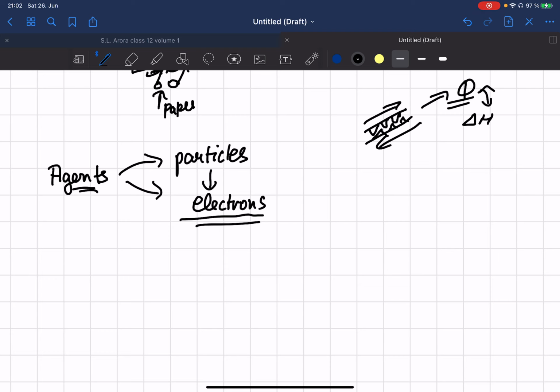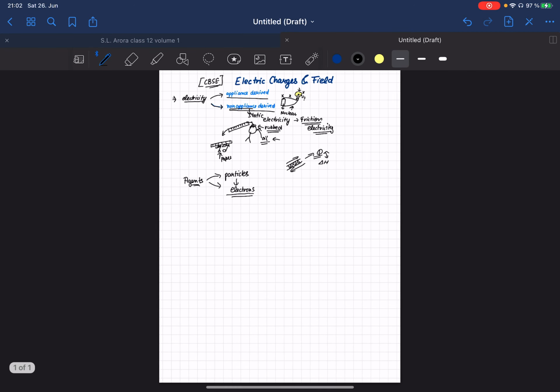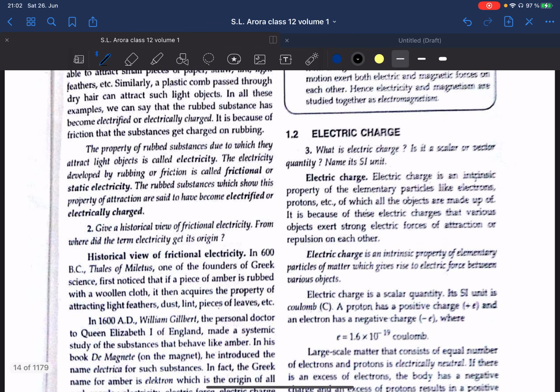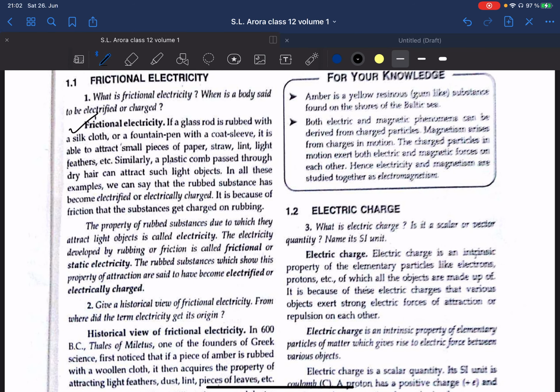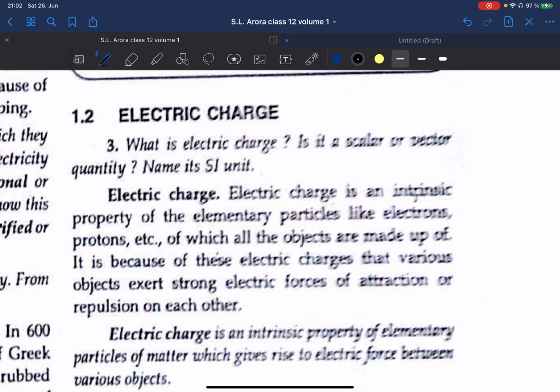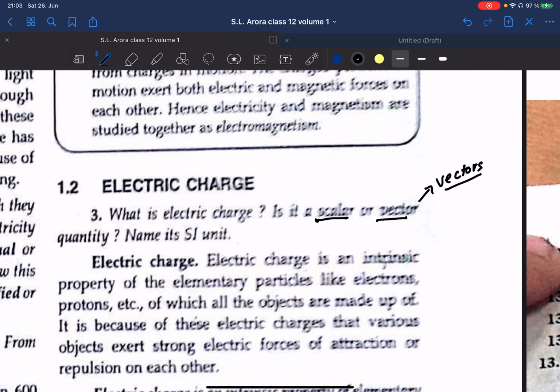Now we have to understand, we have to go deep, so we'll go to the book now. We'll start reading from the book to understand it. Here I have cleared what frictional electricity is and what electrically charged means. So what is an electric charge? Is it scalar or vector? If you guys want me to make a video on vectors, just let me know. I'll make a video for you on vectors.